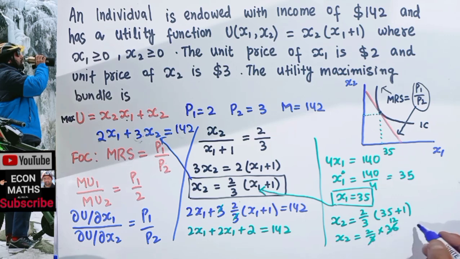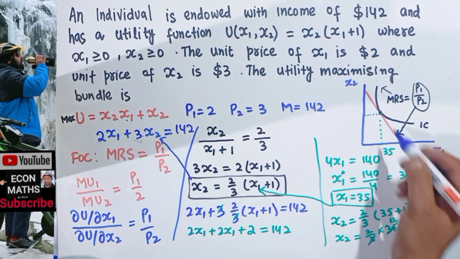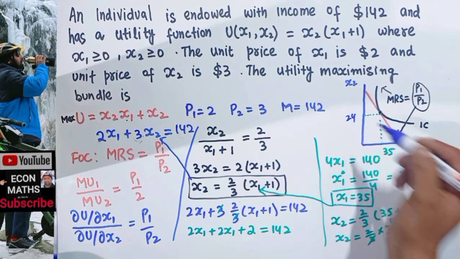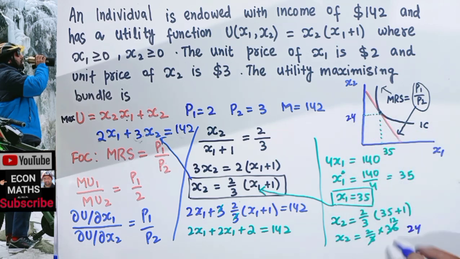So this comes out to be 24. That means the consumer should consume 24 units of good x2 and 35 units of good x1.